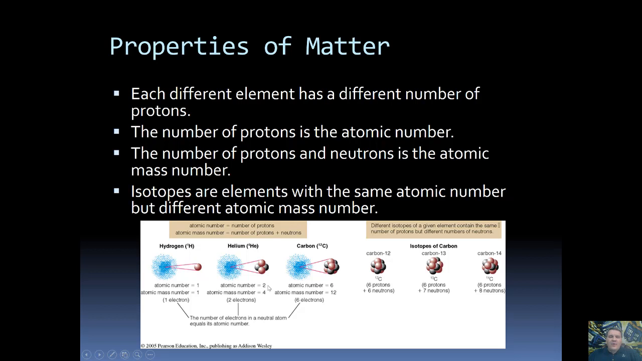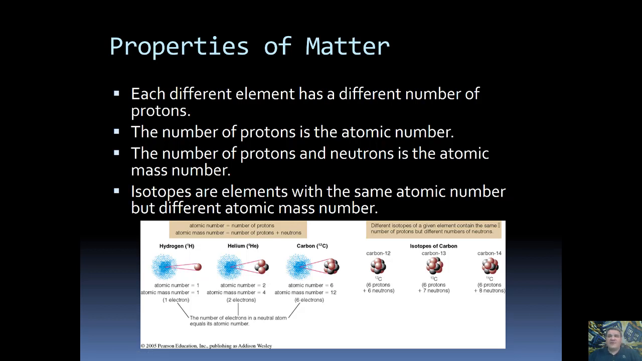Helium always has 2 protons in its nucleus and therefore has an atomic number of 2. Now, if a hydrogen had 2 protons, it wouldn't be hydrogen, it'd be helium. Carbon always has 6 protons in its nucleus. Okay, that's what it means to be carbon, is to have 6 protons in the nucleus.